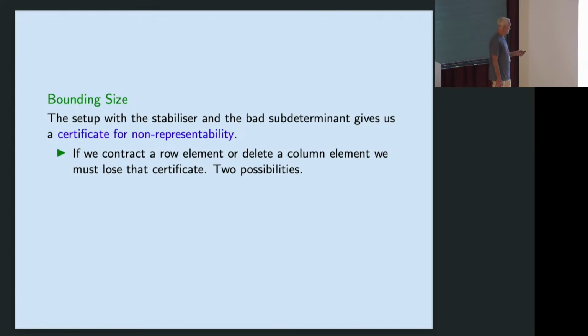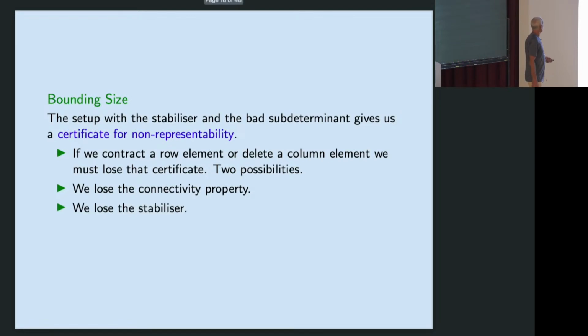And there are 2 ways that we can lose that certificate. One way is that we can lose the connectivity property. And the connectivity property is something like 3 connected, that turns out to be not particularly a difficult problem to resolve. So I'm just saying that, I haven't got time to say why. The other thing is that we lose the stabiliser. So it turns out that we've got a situation where we've got the stabiliser as a minor, and essentially all the columns, if I remove any one of them, I lose that minor, and all the rows, if I remove any one of them, I lose that minor.